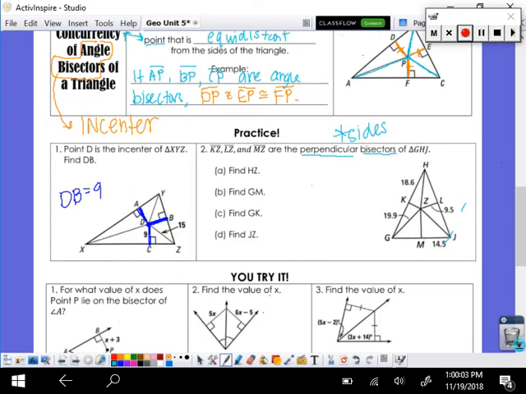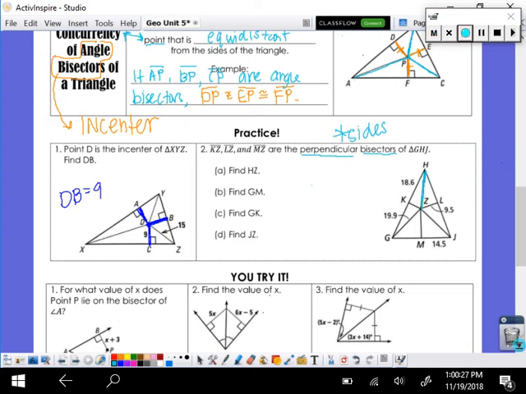All right. First, let's start off with finding HZ. So H to Z. Looking around, I know that it's not an incenter. We don't know that's an angle bisector.